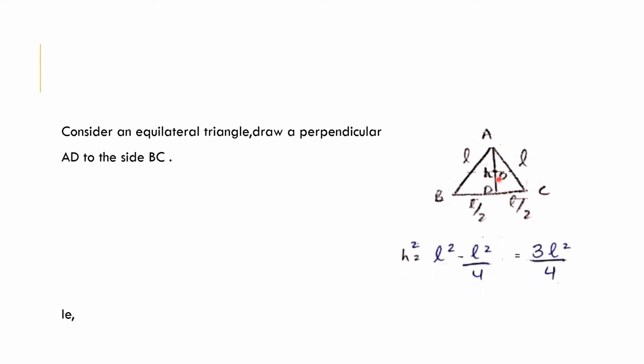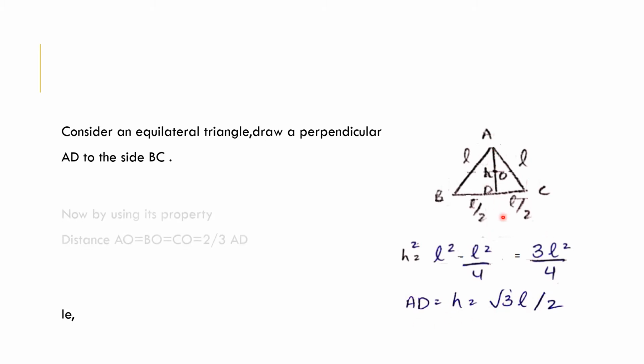We can find out this distance AD. AD is represented by H. So the height of this perpendicular, H square, by Pythagoras theorem, we can write H square is equal to L square, that is this hypotenuse L square, minus base L by 2 whole square, that is L square by 4. So H square is equal to 3L square by 4. Therefore, this height H is equal to square root of 3L square by 4, that is root 3 by 2 L. This is this height, okay.